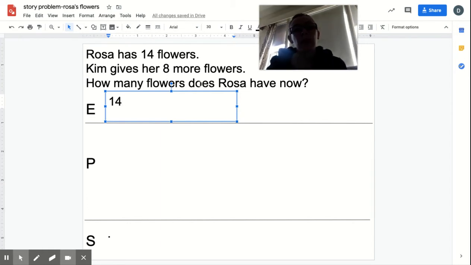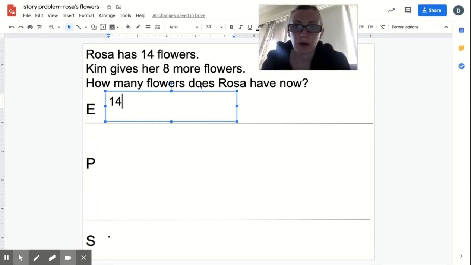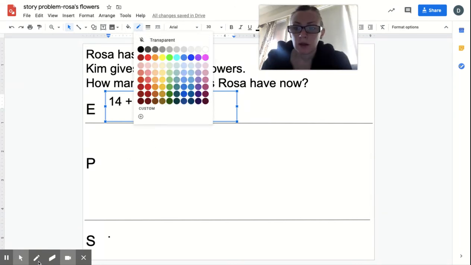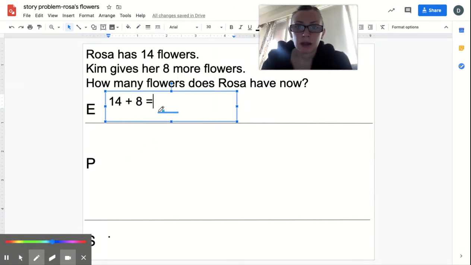It says more, she gets 8 more. That means the number's getting bigger. The number's getting bigger, we're adding and putting them together. So Rosa has 14 flowers and Kim gives her 8 more flowers. I'm going to add 8 to 14. How many flowers does Rosa have now? That's what we're going to figure out. Our answer is going to go right here.